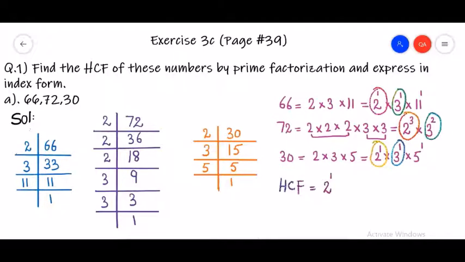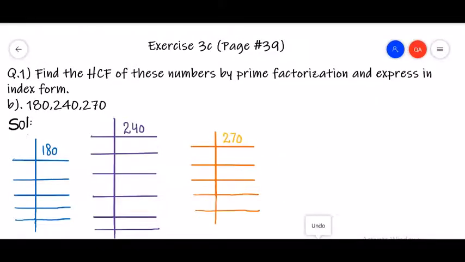And with base 3 we have again two index notations, that is 3 raised to the power 2 and 3 raised to the power 1. Which one is lowest one? Yes, 3 raised to the power 1. So here we will write 3 raised to the power 1. Now 2 raised to the power 1 is equal to 2 and 3 raised to the power 1 is equal to 3. And 2 times 3 is equal to 6. This is the required HCF of given numbers. Come to the next part.